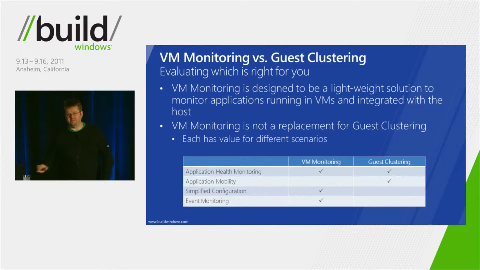So I talked a little bit about guest clustering, and I talked a little bit about VM monitoring. And then you might ask, why are we doing VM monitoring if we had guest clustering? And why are we doing Fiber Channel support for guest clustering if we have VM monitoring? What's our story here? So I thought I'd talk about the differences. Guest clustering provides two key values. One, it provides application health monitoring. The other is that it provides application mobility.